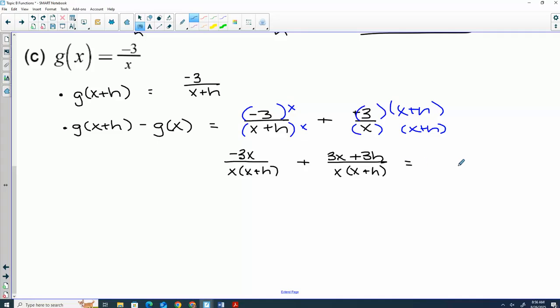Now the denominators are the same, so we put them together. When we do that, the bottom doesn't change, just the numerator. Positive and negative 3x would drop. So we just have 3h over x times x plus h. Questions there?